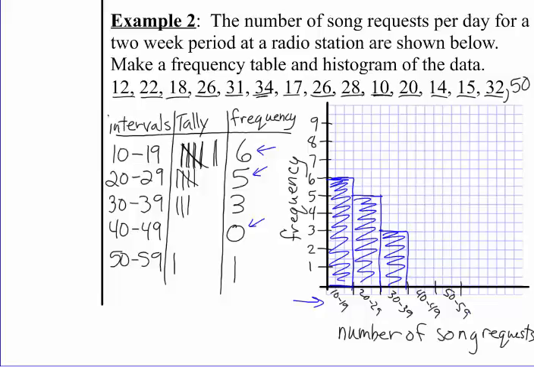And then the 50 to 59 was 1. There was one time that there were 50, in this case, song requests in one day. So that is our histogram.